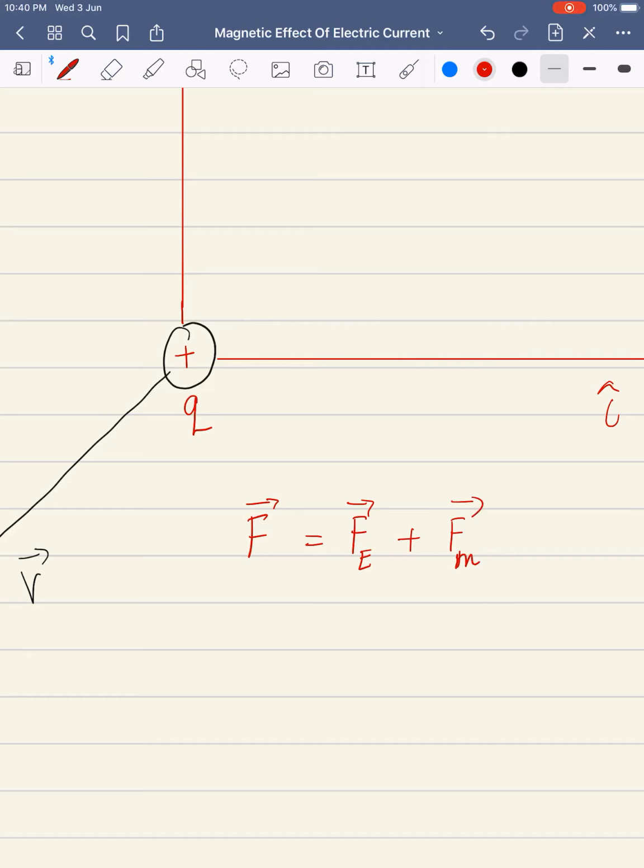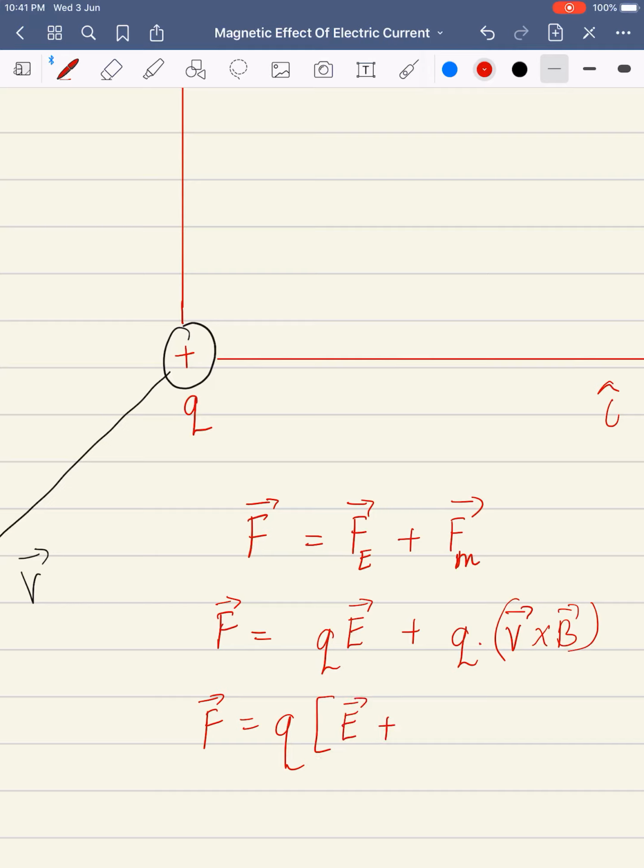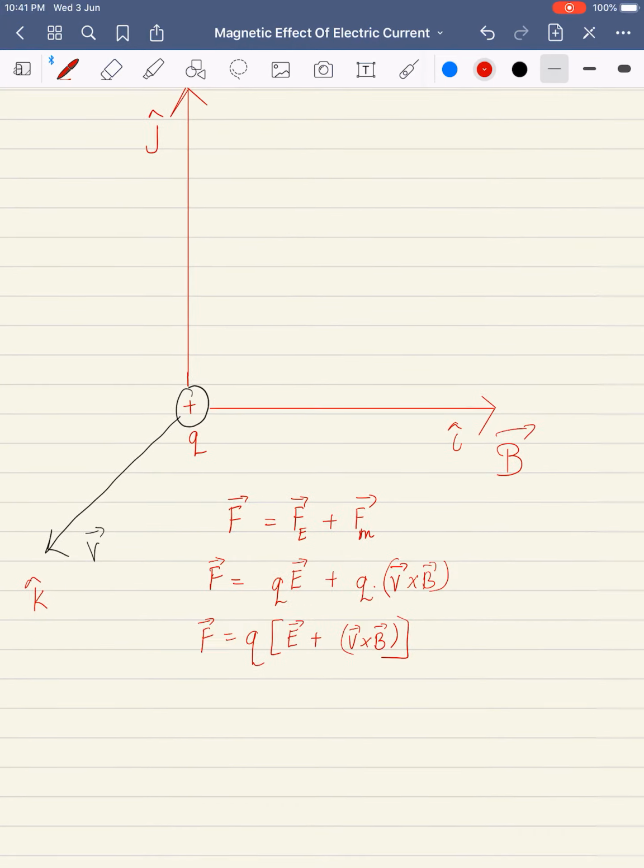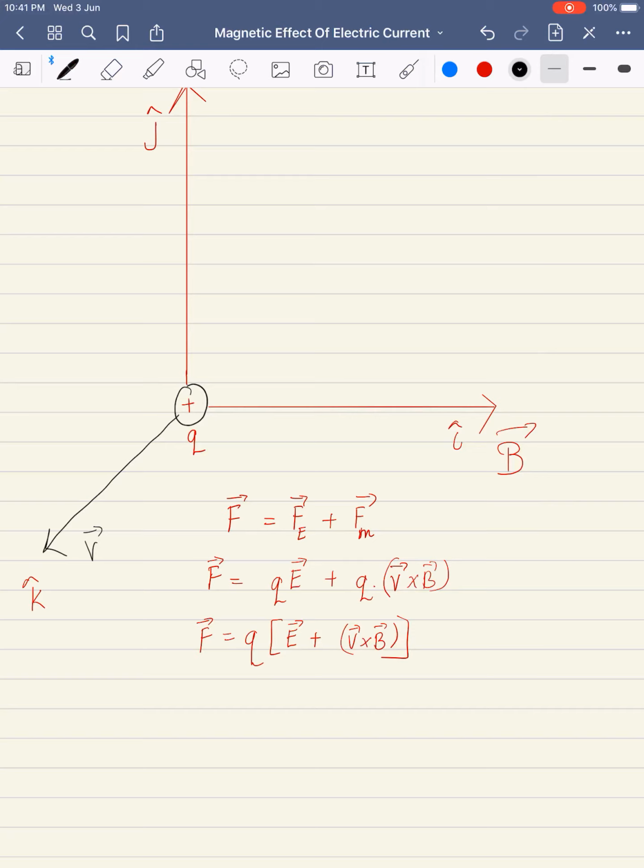Okay, so the total force: electric force we write as q into electric field, plus magnetic force, which we write as q into velocity vector cross B vector. So the net force we write as q into electric field plus velocity vector cross B vector. This is the net force experienced by the charge which is kept in an electric field and magnetic field simultaneously.